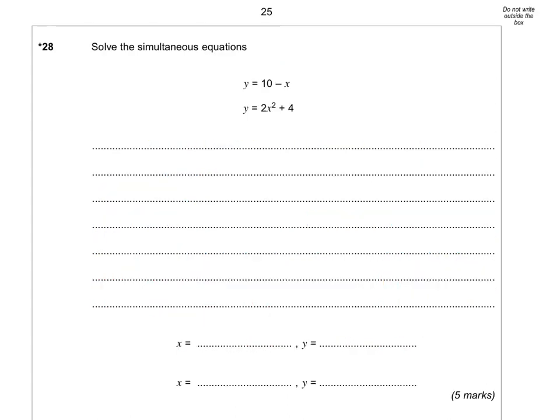Question 28. Solve the simultaneous equations. Notice that this is a starred question, which means there will be marks awarded for the quality of our written communication, i.e. how we show our working step by step. This is a pair of simultaneous equations where we have one linear equation and one quadratic equation, or one non-linear equation. So, as both equations are equal to y, we can set them equal to each other. So we have 2x squared plus 4 equals 10 take away x.